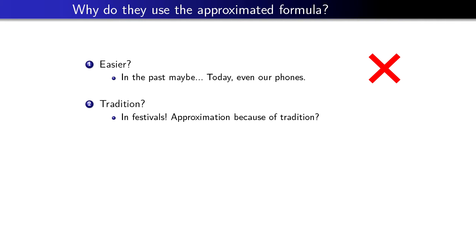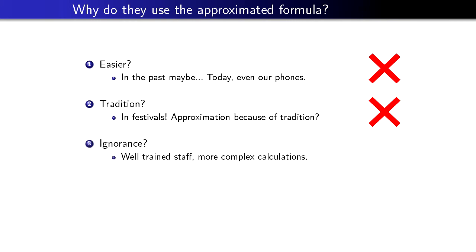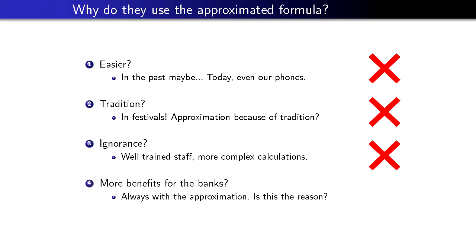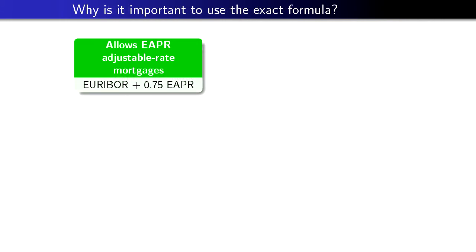Because of tradition. Traditions are good for festivals, but, using an approximation because of tradition, we have gone through the year 2000 problem, changed currencies and addressed much more complexity than this proposed change. Because of ignorance. No. Bank staff is well trained and addresses much more complex calculations than these ones. The only reason that comes to mind is because banks earn more. For the use of the exact formula would allow mortgages with effective APR.